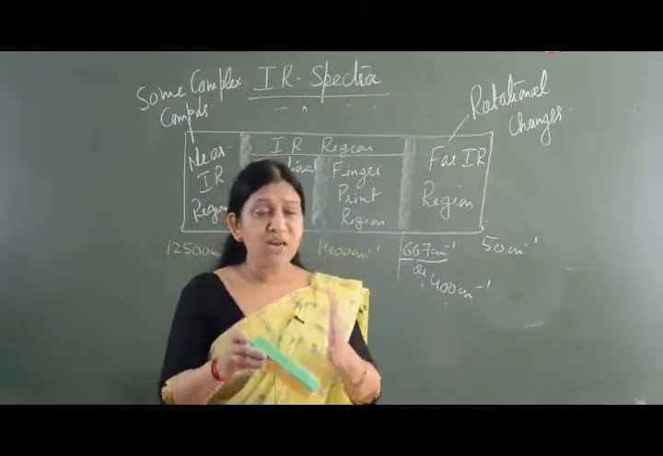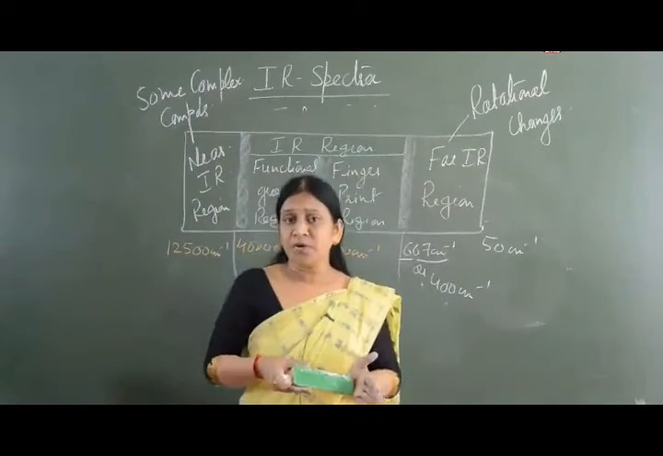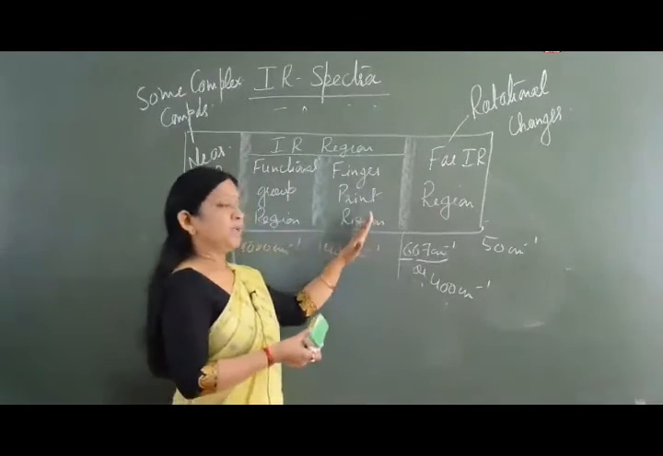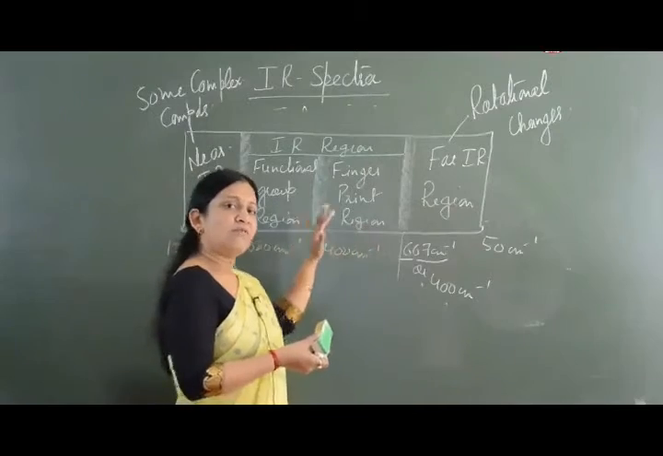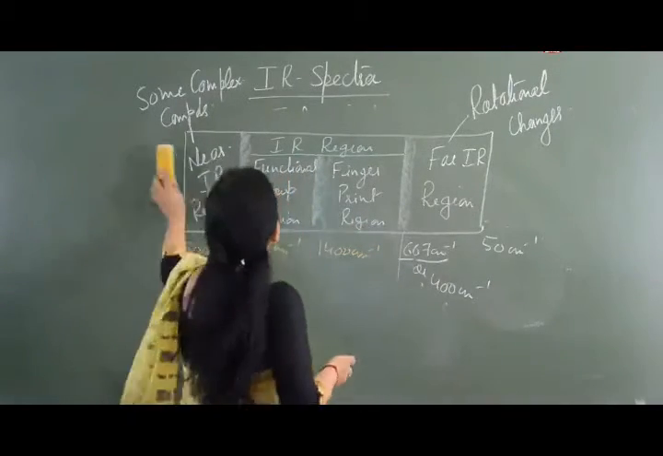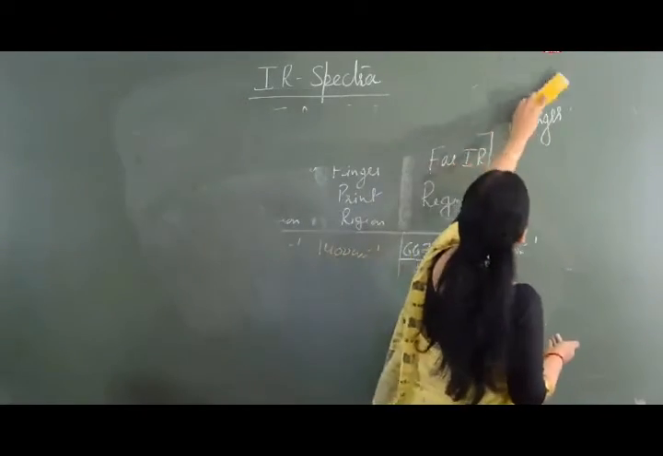So the main IR region is divided into two parts. One is the fingerprint region, the other is the functional group region. And if we consider both the functional and fingerprint regions, then it gives all the information about the molecule. So this is the classification of IR spectra.